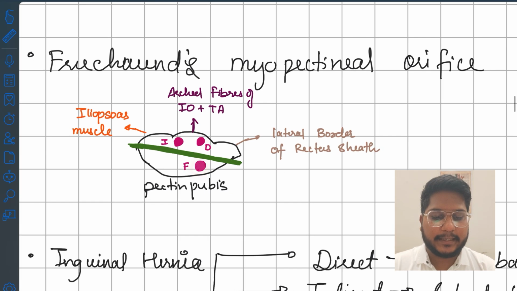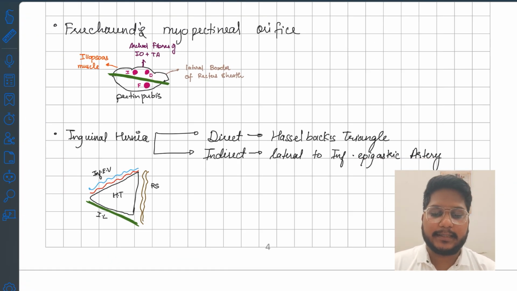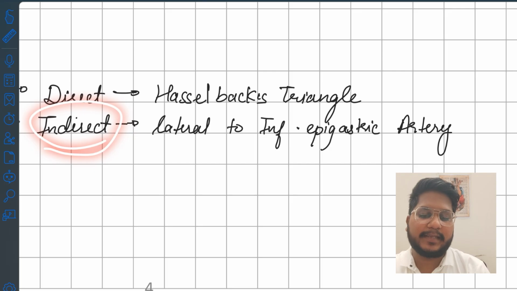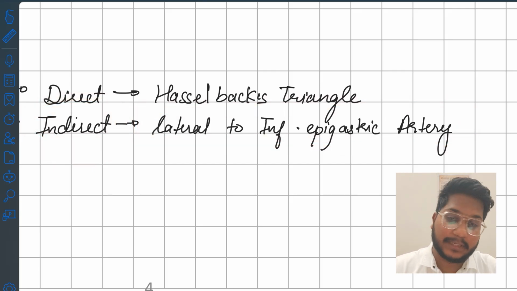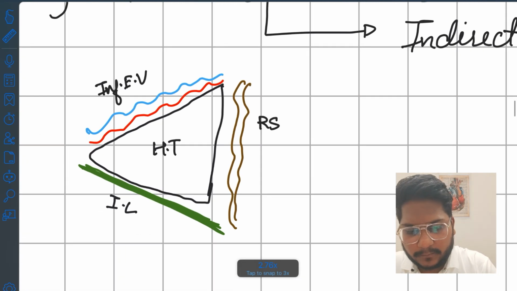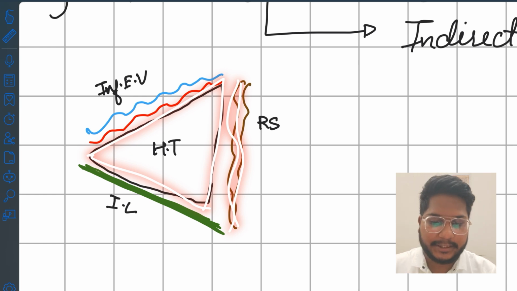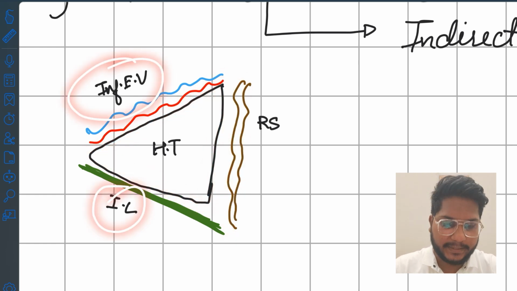Now the inguinal hernia can be of two types, as we know, direct and indirect. A direct hernia is basically when the hernia comes through Hesselbach's triangle. The hernia which is lateral to the inferior epigastric artery is the indirect hernia. These are the walls of Hesselbach's triangle: medially the lateral border of the rectus sheath, then we have the inferior epigastric vessels, and the inguinal ligament at the base.